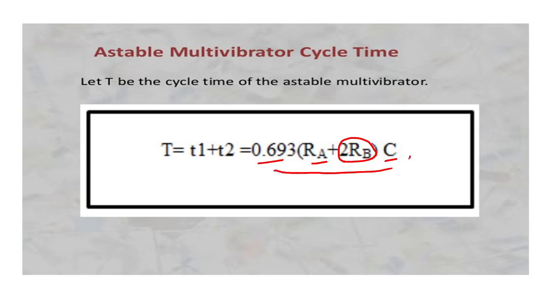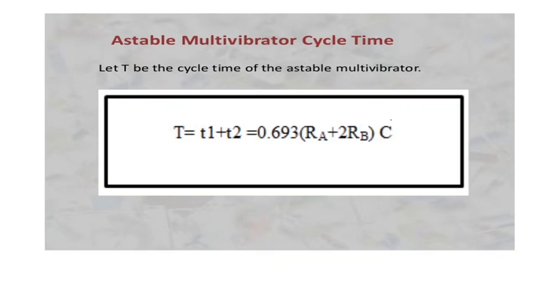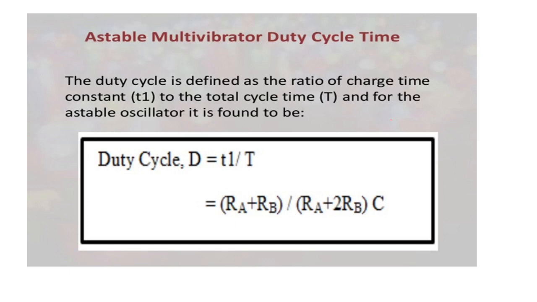So if you want to calculate the overall time, you can do it by putting in different values of RA, RB and the capacitor. So this we have seen. Now, what exactly is meant by duty cycle? Suppose a square wave has equal on and off timing, so the on time is equal to the off time. Then we get a 50% duty cycle, because the duty cycle is given by T on divided by T on plus T off. So this will give you the duty cycle.